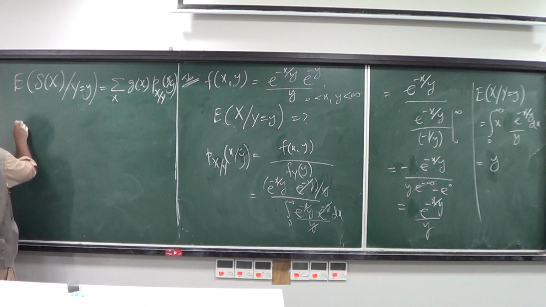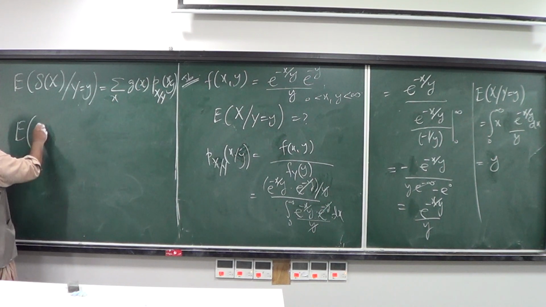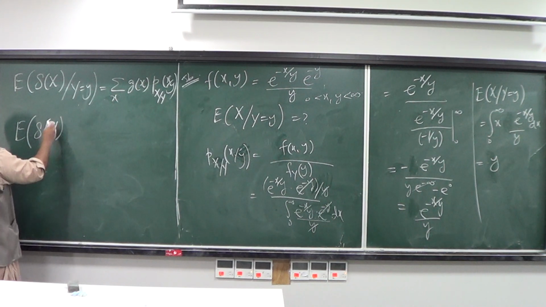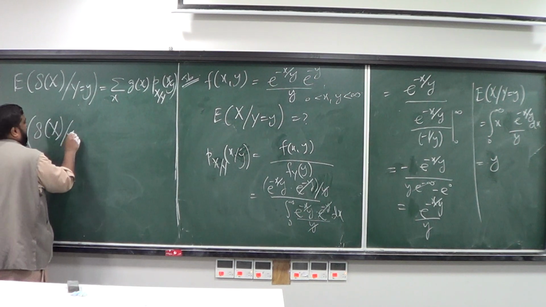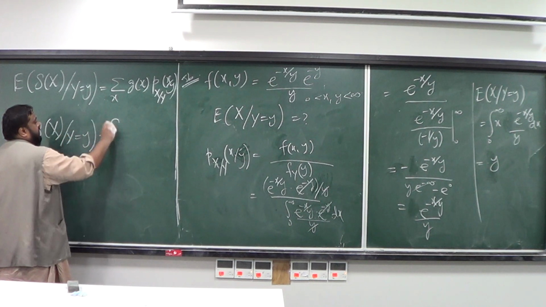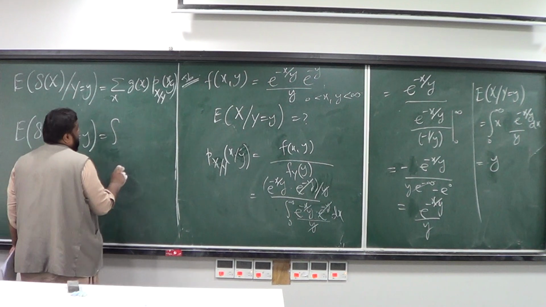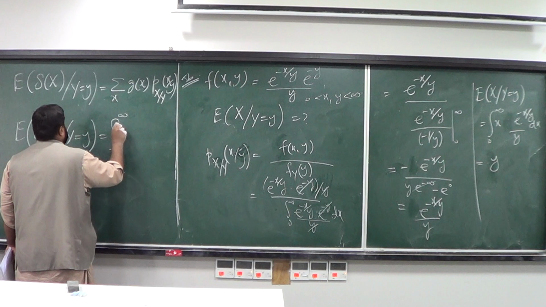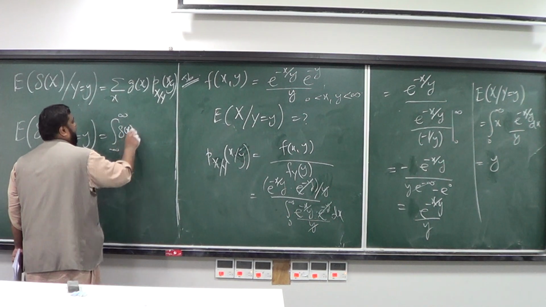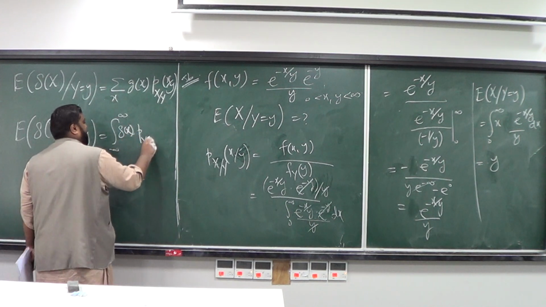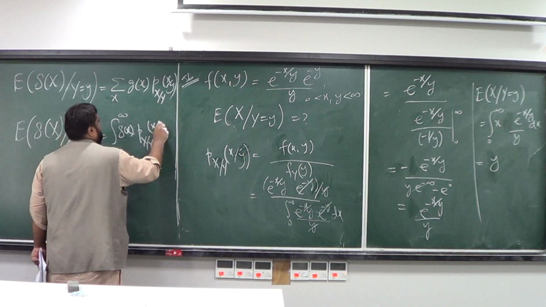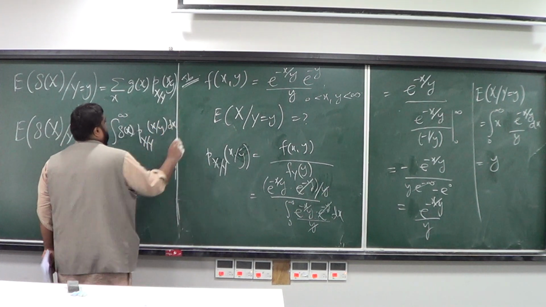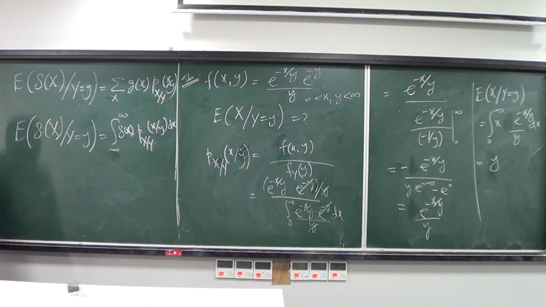In the case of a continuous random variable, the strategy is the same: you integrate over minus infinity to infinity g of x multiplied by the conditional PDF of x given y, dx. So this is what the conditional expectation is going to be.